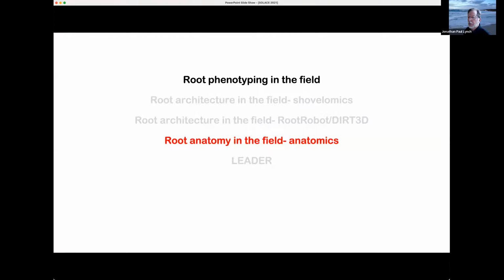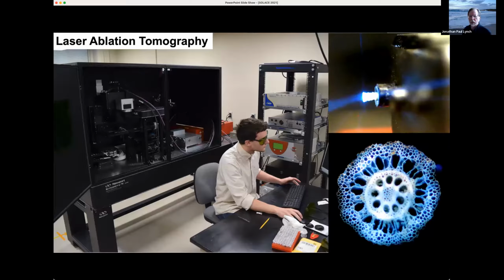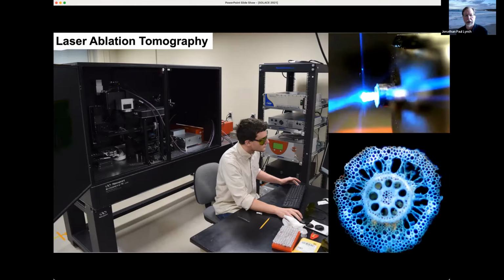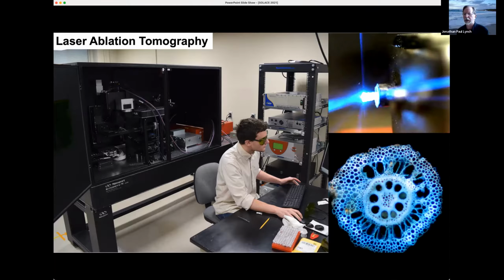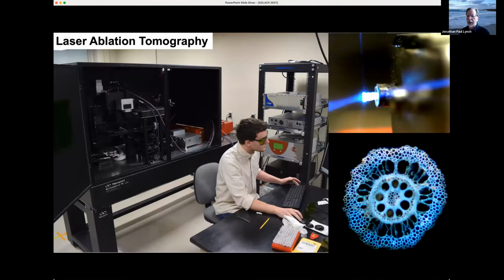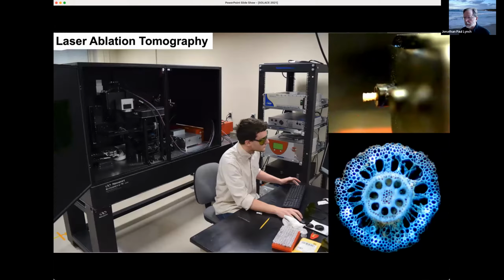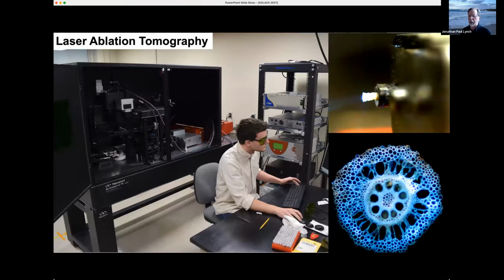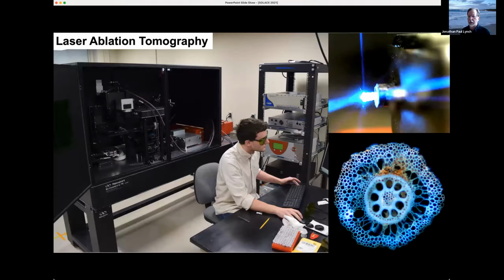I want to mention root anatomy because in our experience, these are very important phenotypes that are often neglected in breeding programs. And so to accelerate the process of phenotyping root anatomy, we developed this system called laser ablation tomography, which uses a pulsed ultraviolet laser to ablate tissue or anything, rocks. It's been used for a variety of different types of materials.